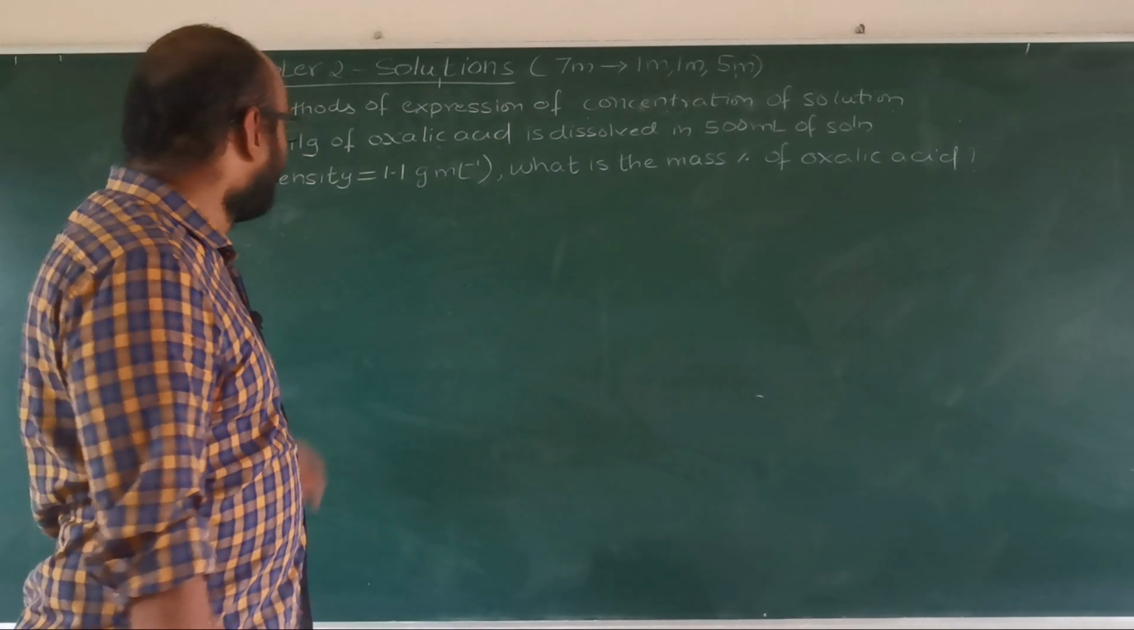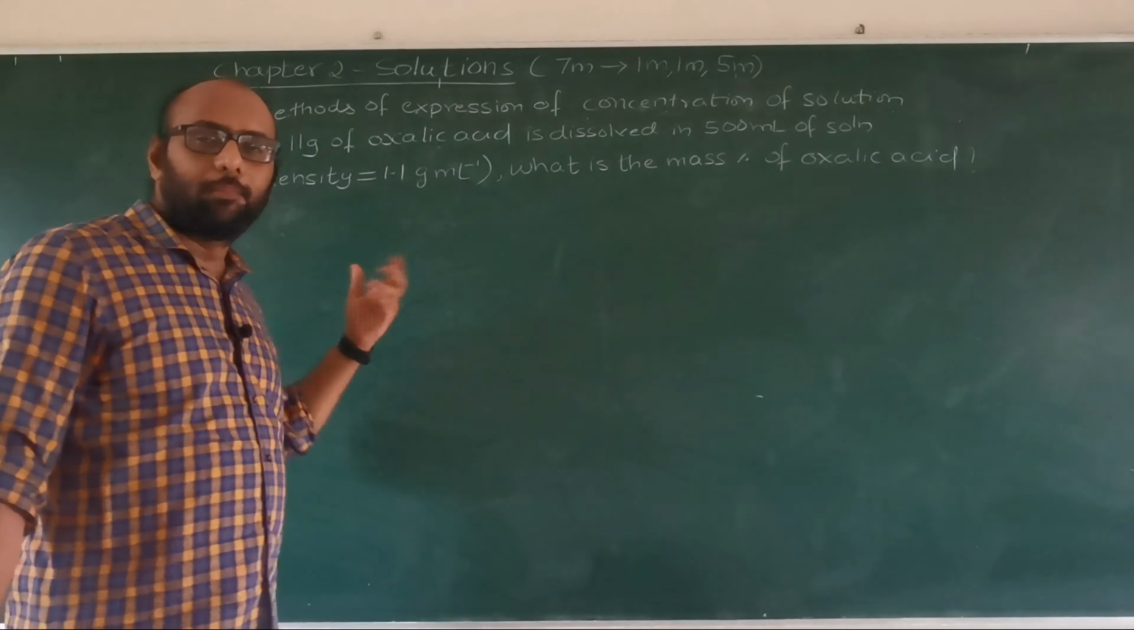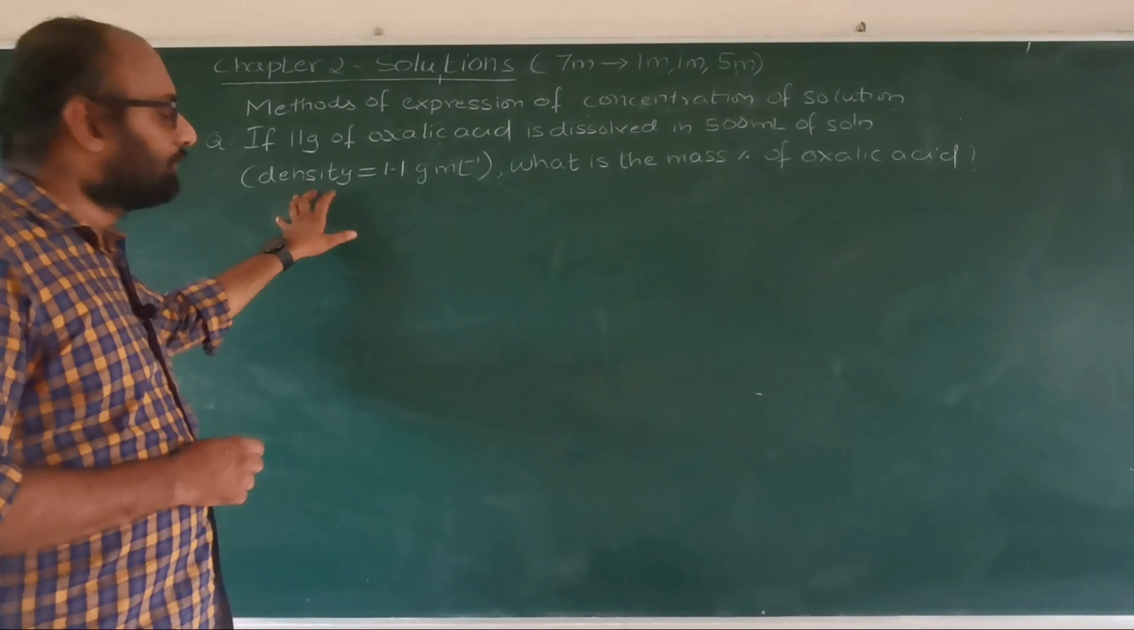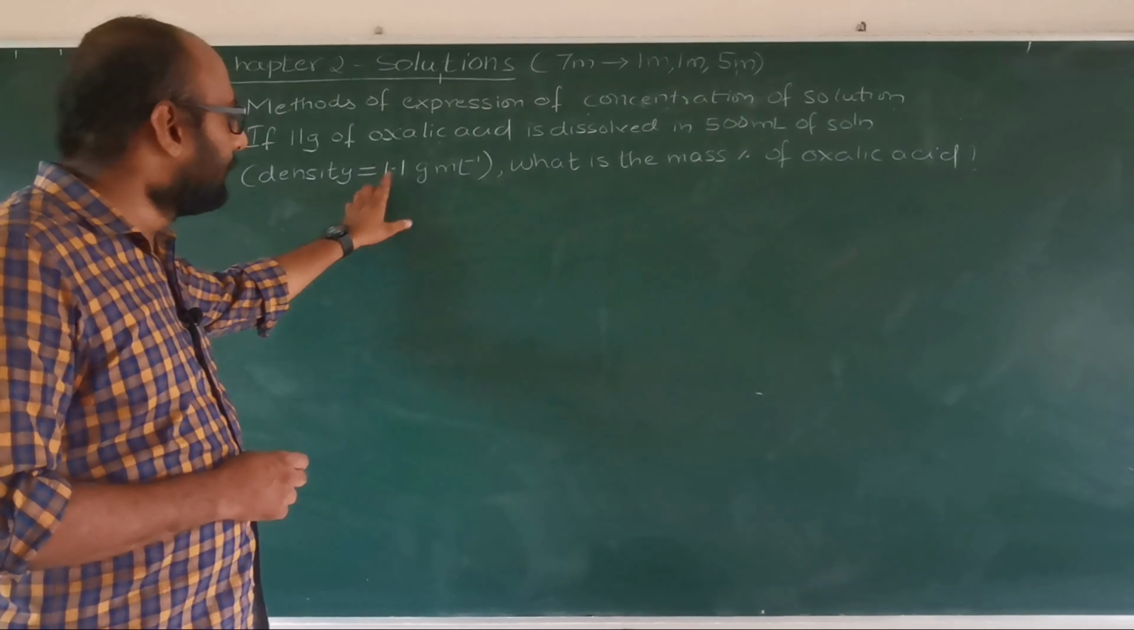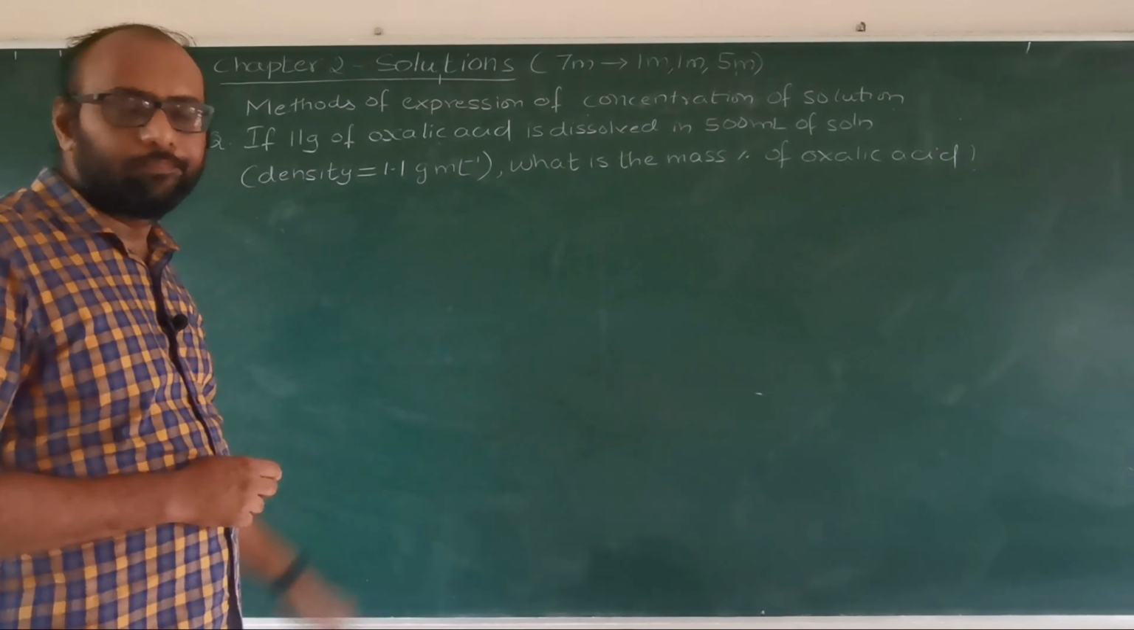Next, we have a numerical problem here based on the mass percentage. So here 11 grams of oxalic acid is dissolved in 500 ml of the solution. You are given 500 ml of a solution in which 11 grams of oxalic acid is present. The density of the solution is given, that is 1.1 gram per ml, and you have to calculate the mass percentage of oxalic acid.